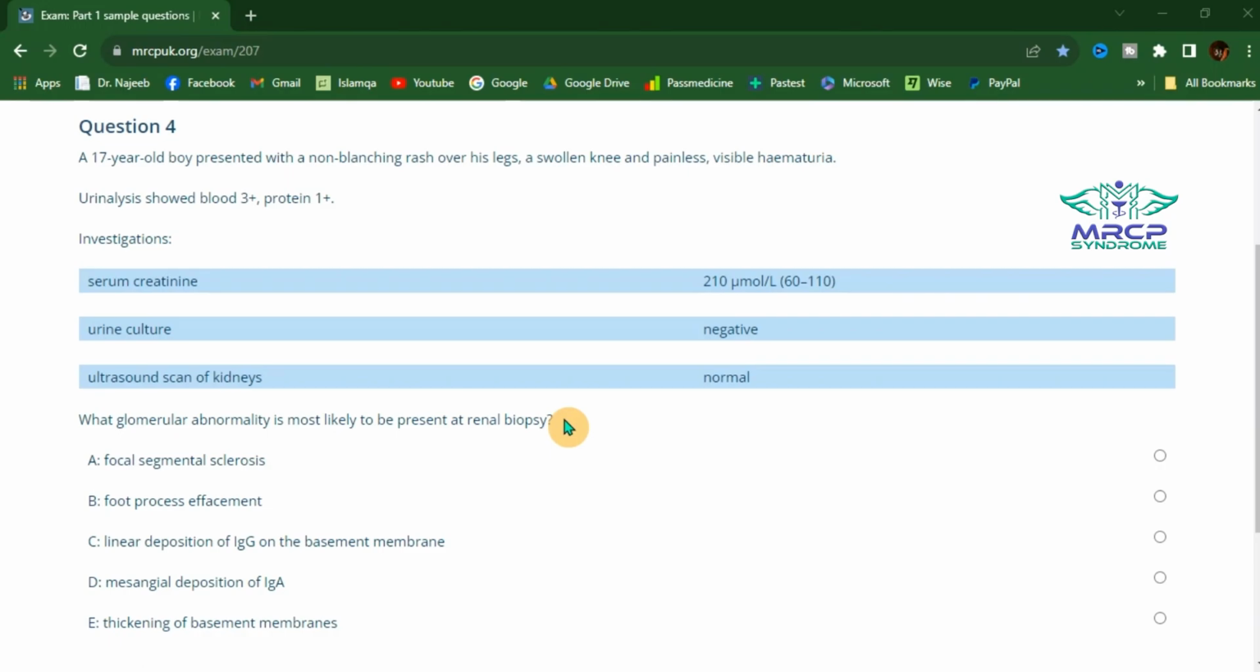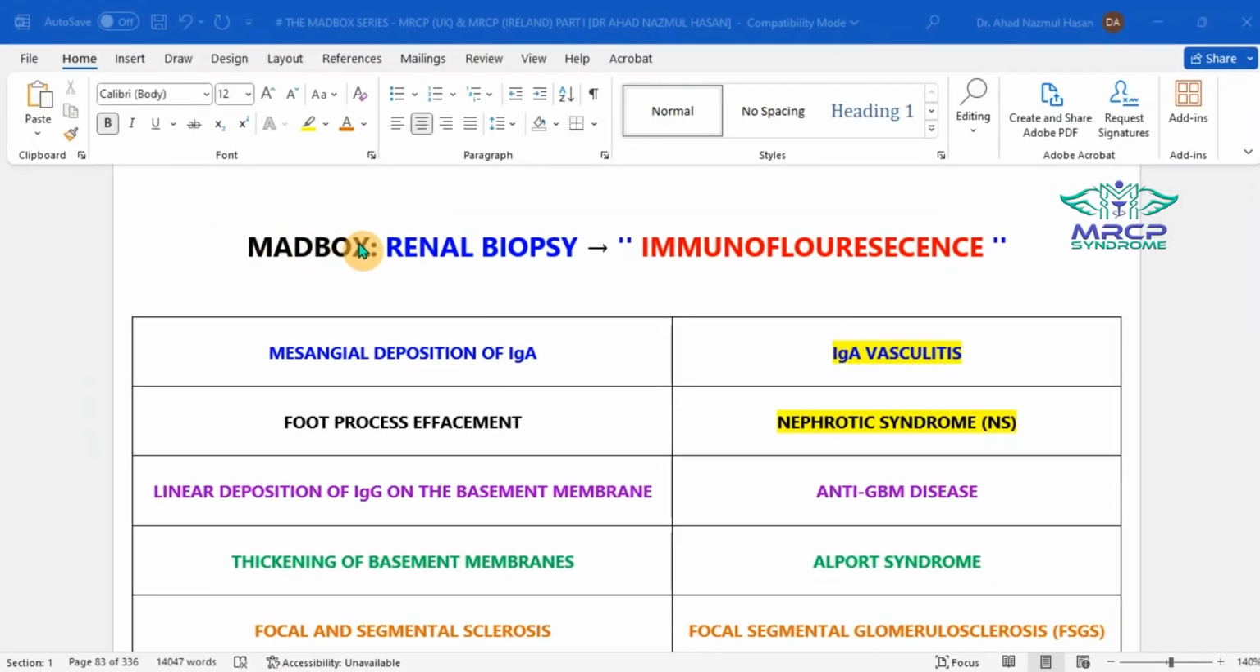based on our diagnosis. So this is our matrix showing the most likely renal biopsy findings based on immunofluorescence. Mesangial deposition of IgA is the most likely renal biopsy finding of IgA vasculitis. Foot process effacement in case of nephrotic syndrome. Linear deposition of IgG on the basement membrane, anti-GBM disease. Thickening of basement membranes, Alport syndrome. Focal and segmental sclerosis, focal segmental glomerulosclerosis, FSGS.